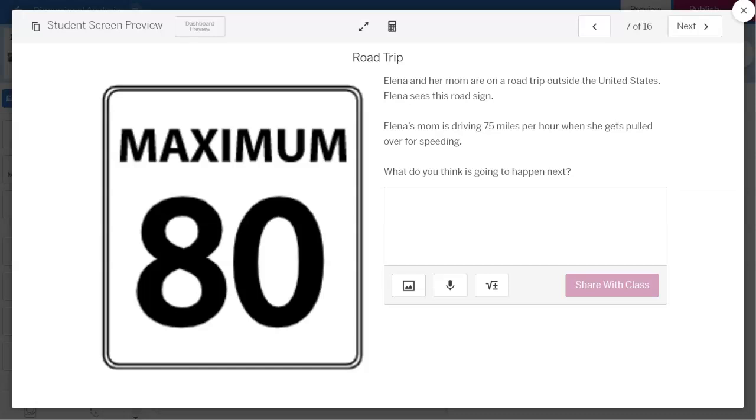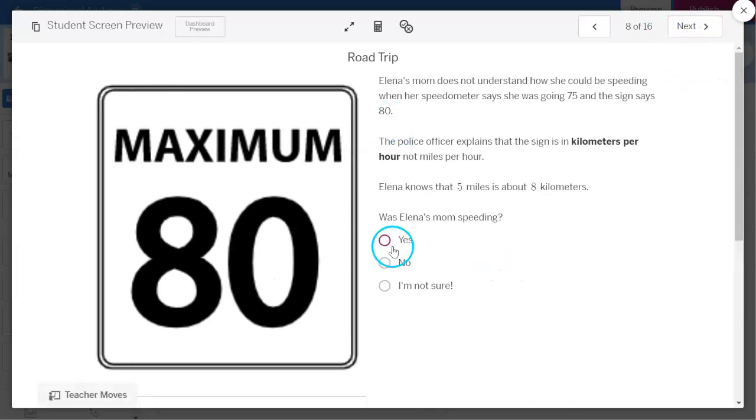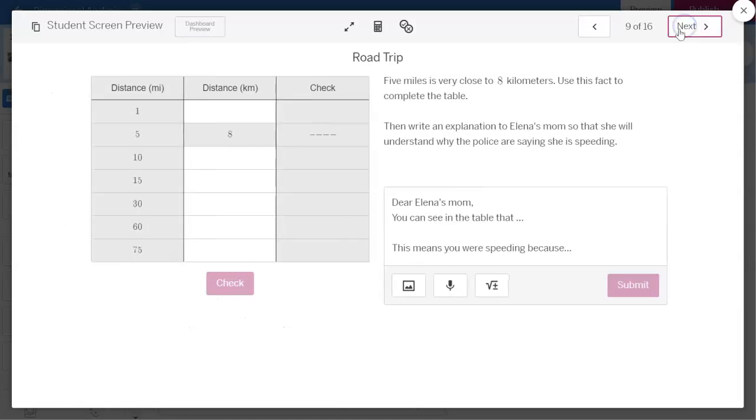So here a person got a ticket for driving 75 in a maximum 80 zone, and she's insisting she did not speed, but what could have happened so that she actually did speed? So let the kids talk about that, and then they're going to choose an answer and talk about the fact that the units are not in miles per hour. That's what we're accustomed to in America, but not every country uses that system of measurement. And then here they're going to use a table to actually figure out her system of measurement.